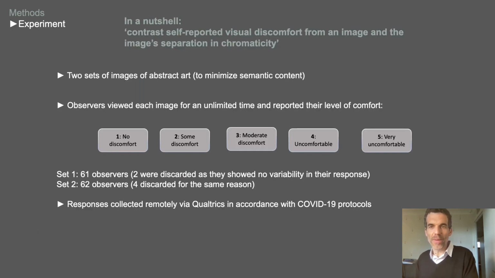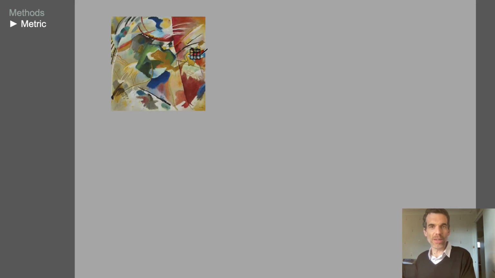Our first experiment about color can be summarized in a single simple sentence. Contrast self-reported visual discomfort from an image and the image average separation in chromaticity, which we are to define. So what we did was to define two sets of images of abstract art to minimize the semantic content of the stimuli, and for each set to ask observers to rate the images for discomfort using a Likert scale with values between 1 and 5, from no discomfort at all to very uncomfortable to look at. That's all for the psychophysics of this experiment. We next compare the ratings to separation in chromaticity.